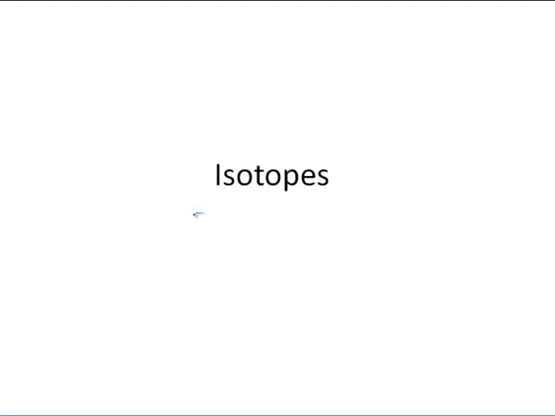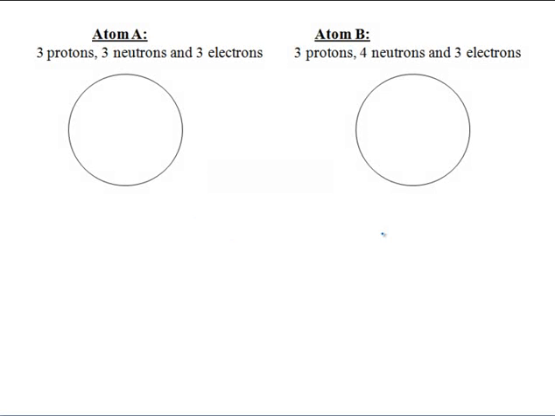Okay, so this is the third and final podcast for the atoms unit, and this is about isotopes. Alright, so let's go ahead and take an atom. We have two atoms, atom A and atom B. They have the same number of protons, different number of neutrons. So let's go ahead and make them and try to draw those.